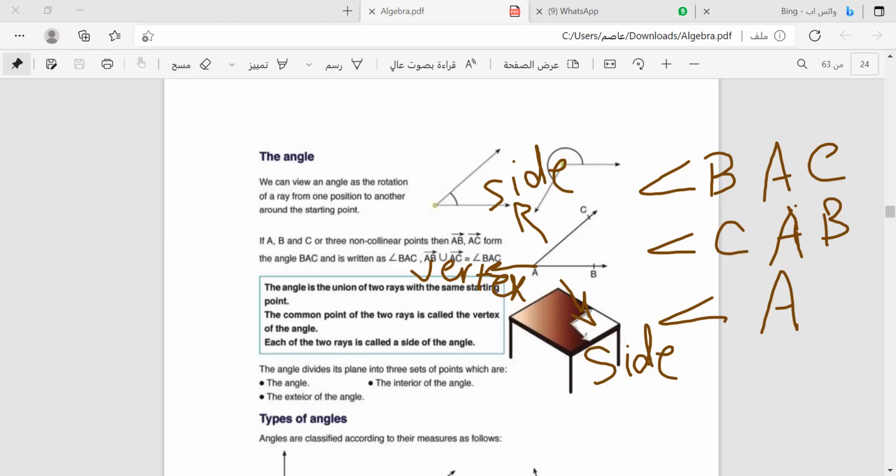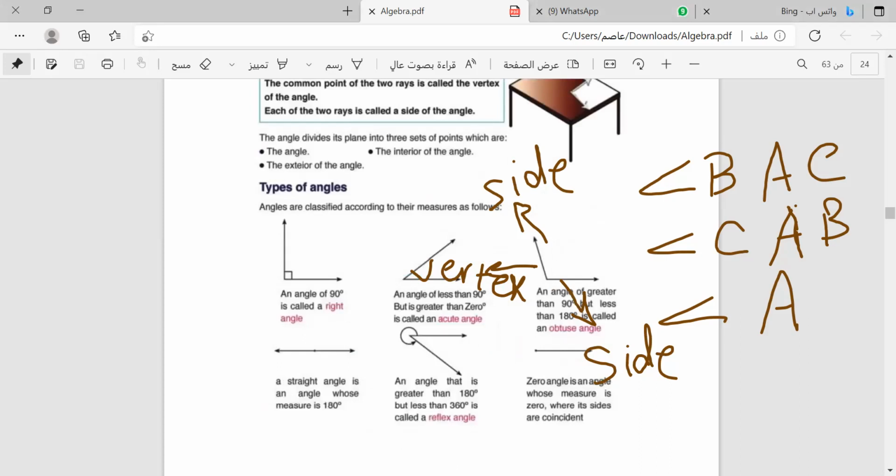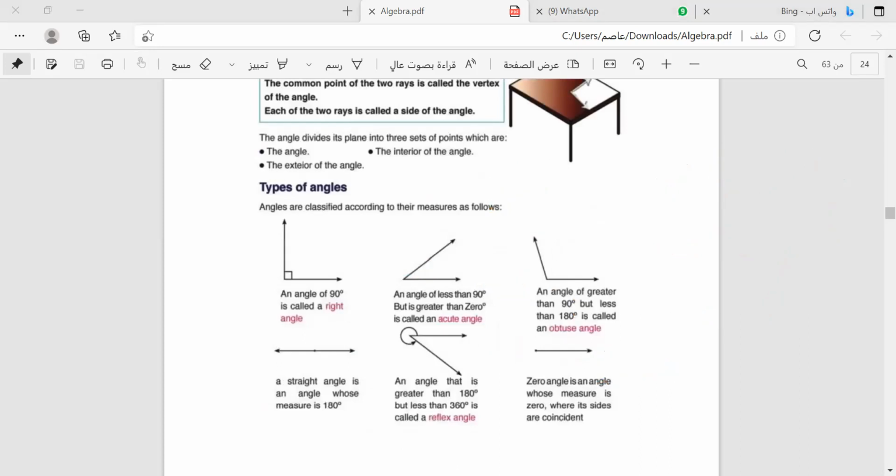So that the angle consists of two sides and vertex. The common point of two rays is called vertex. The two rays are called sides of the angle. Okay. Types of angle. We have 6 types of angle. The first type is called right angle. Right angle, its measure is 90. Right angle is the angle of 90 degrees.